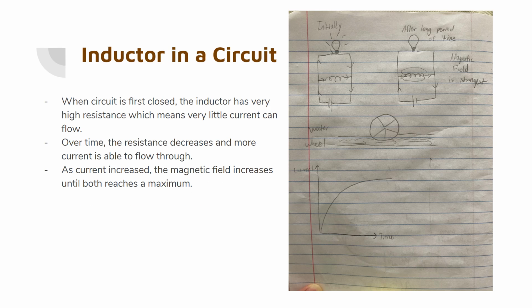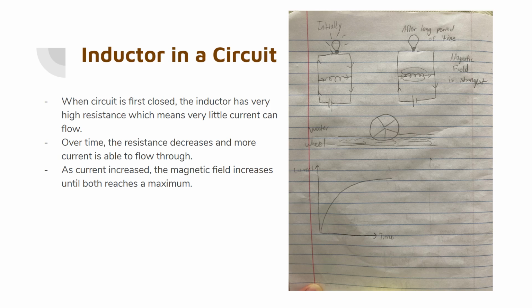So here we have a circuit in which the inductor is in parallel with the light bulb, which is going to be our resistor. When the circuit is first closed, the inductor has very high resistance, which means very little current can flow through it. However, over time, the longer the circuit is closed, the resistance will continue to decrease, and more current will be able to flow through it.